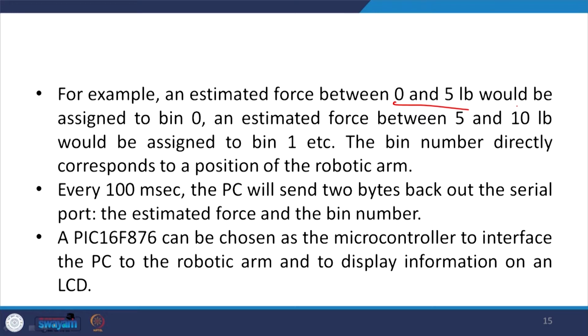Now, the PIC 16F876 can be chosen as the microcontroller to interface the PC and the robotic arm, as I told you before, and to display the information on an LCD. Then next let us look at what the necessary interfacing circuits are, basically.